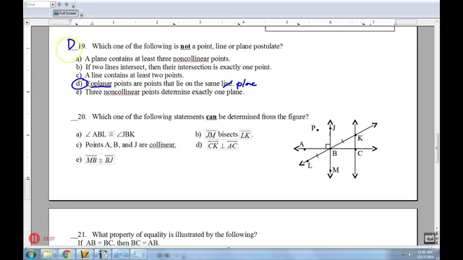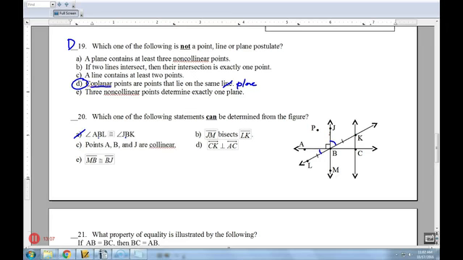But that's part D. Number 20, which one of the following statements can be determined from the figure? So we're looking at markings and we can't assume anything here, except that if a line looks straight, then it probably is. It's about the only thing we can assume. So let's double check through this one. Part A, is angle ABL congruent to JBK? So angle ABL would be this angle. Is that congruent to JBK? All right, that cannot be determined. So this is no. So we can't assume that.